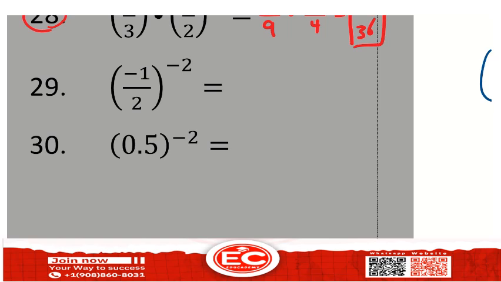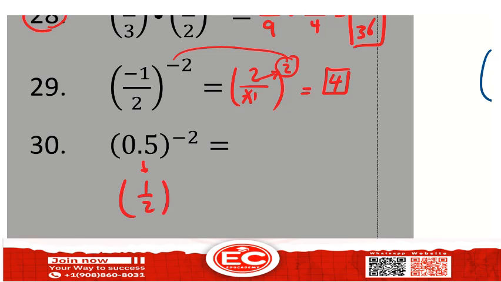Questions 29 and 30. Regarding question 29, all you have to do is flip the fraction and change the sign of the power. And since you have a positive power, you don't have this negative. And 2 to the power of 2 is equal to 4. For the second one, it's 1 over 2 to the power of negative 2. Flip the fraction, change the sign. It's also equal to 4.